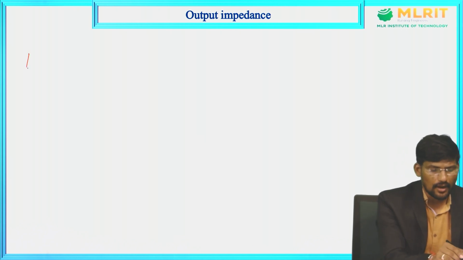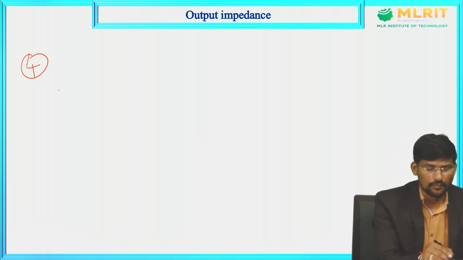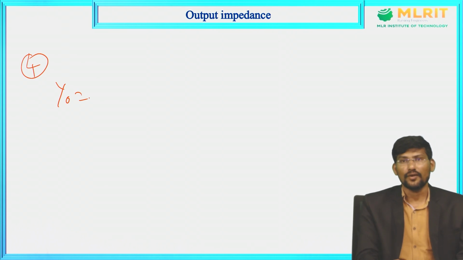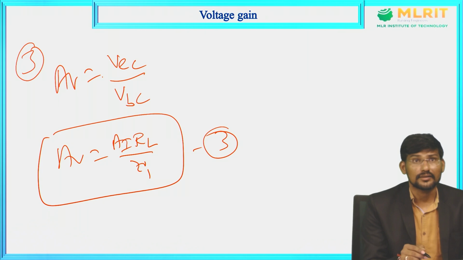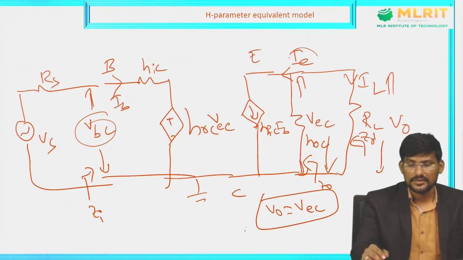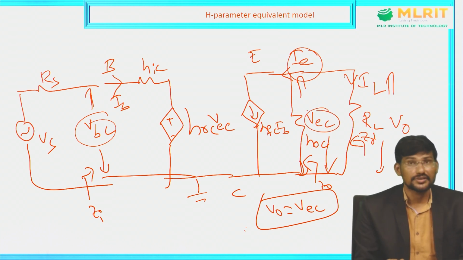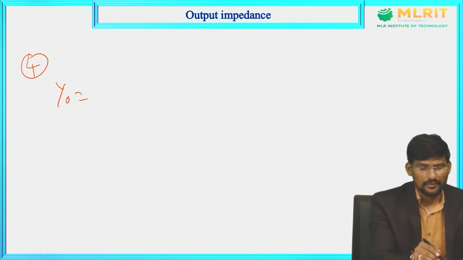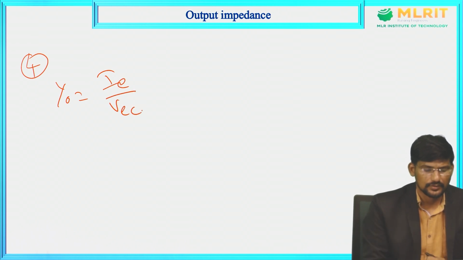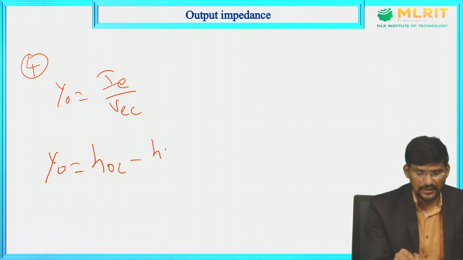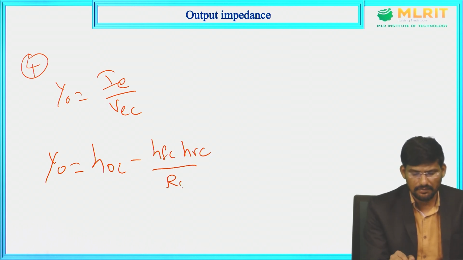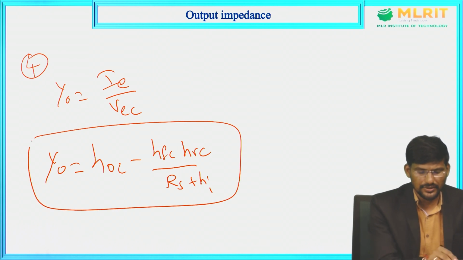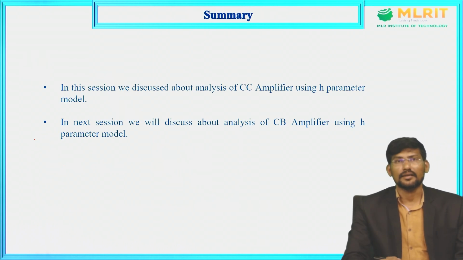Next, the fourth one, output admittance. So how can we define the output admittance? Output admittance is defined as the ratio of output current to the output voltage. So what is the output current? If you see the circuit, the output current seen into the network is the emitter current, divided by the emitter collector voltage. So it is defined as the ratio of IE by VEC. So the Y0 expression is H0C minus HFC HRC divided by RS plus HI. This is the expression for output admittance of a common collector configuration.